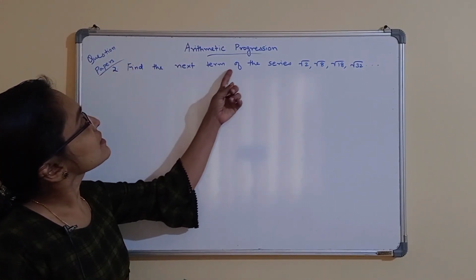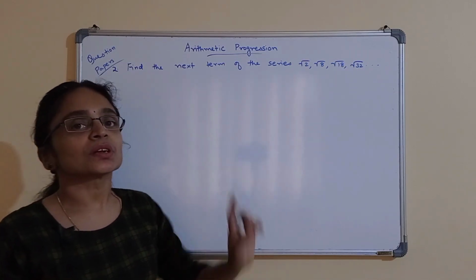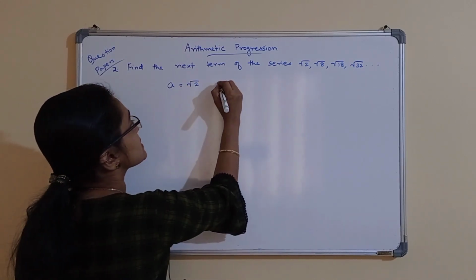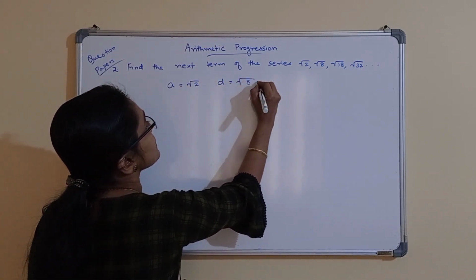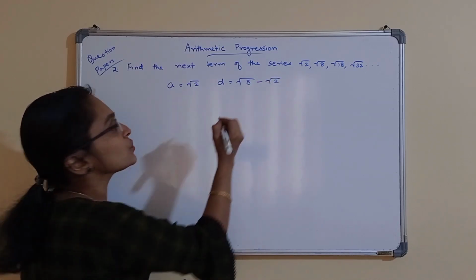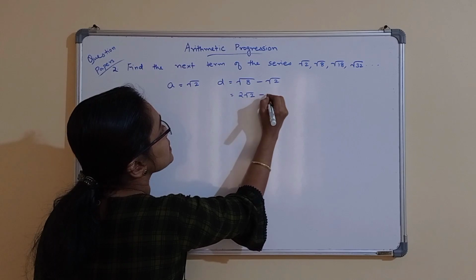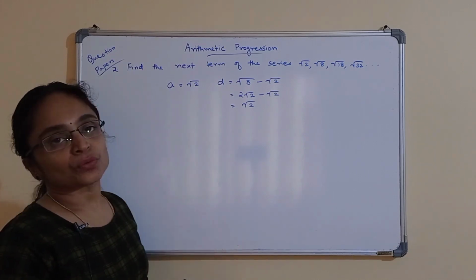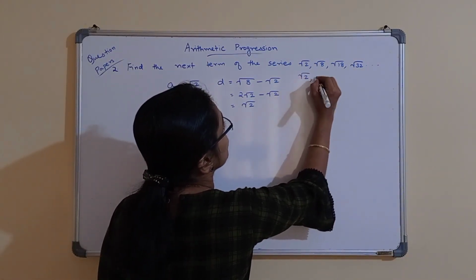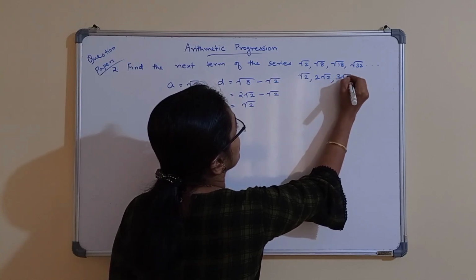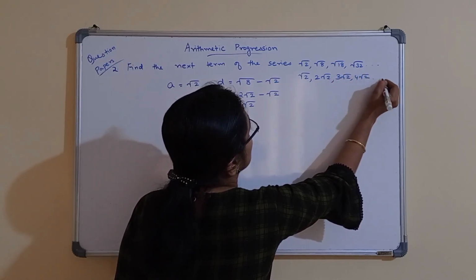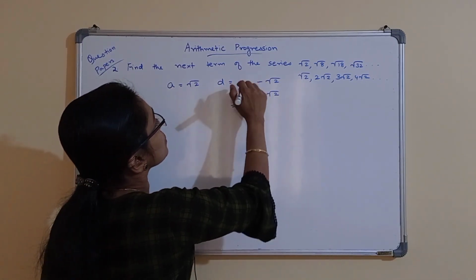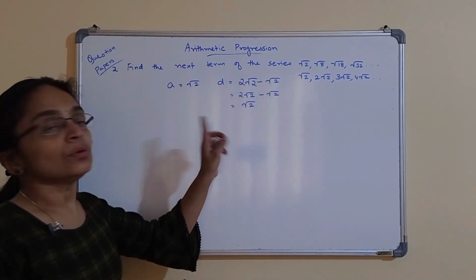Next question. Find the next term of the series root 2, root 8, root 18, root 32, etc. So, first term A is root 2 and D is root of 8 minus root 2. And root 8 is 2 root 2 minus root 2, which is equal to root 2. D is root 2. Or we can write like this itself, the series is root 2, 2 root 2, 3 root 2, 4 root 2, etc. So D equal to 2 root 2 minus root 2, which is equal to root 2.